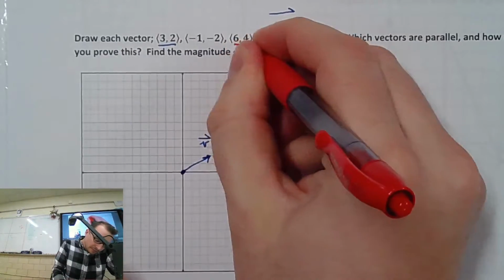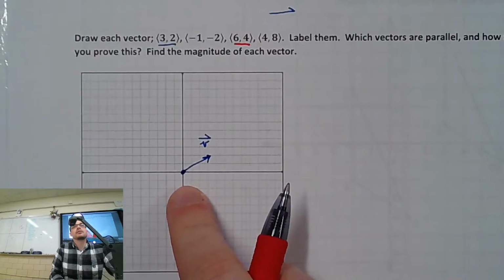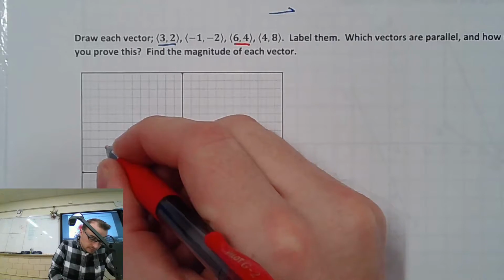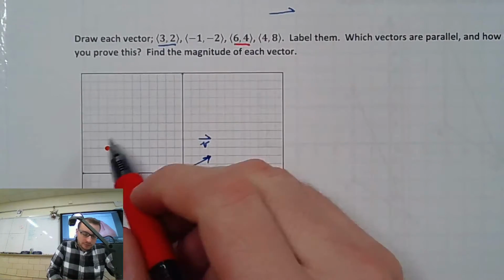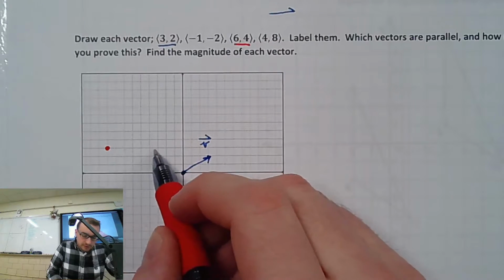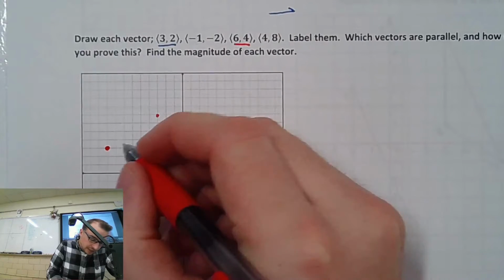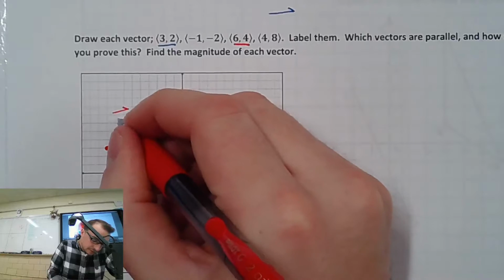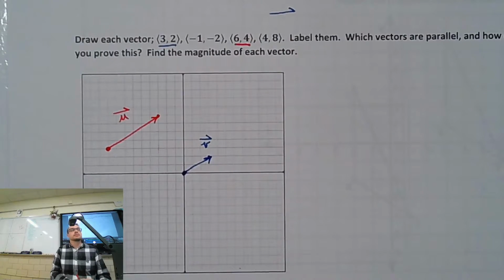I'm going to do it in red. Again, you can start a vector anywhere. It doesn't have to start at 0, 0. So I'm going to start it, I don't know, here. Just randomly. And it says 6 to the right and 4 up. So I'm going to go 6 to the right, 1, 2, 3, 4, 5, 6, and 4 up, 1, 2, 3, 4. So this vector takes this dot to here. I'm going to call it vector u. Cool?